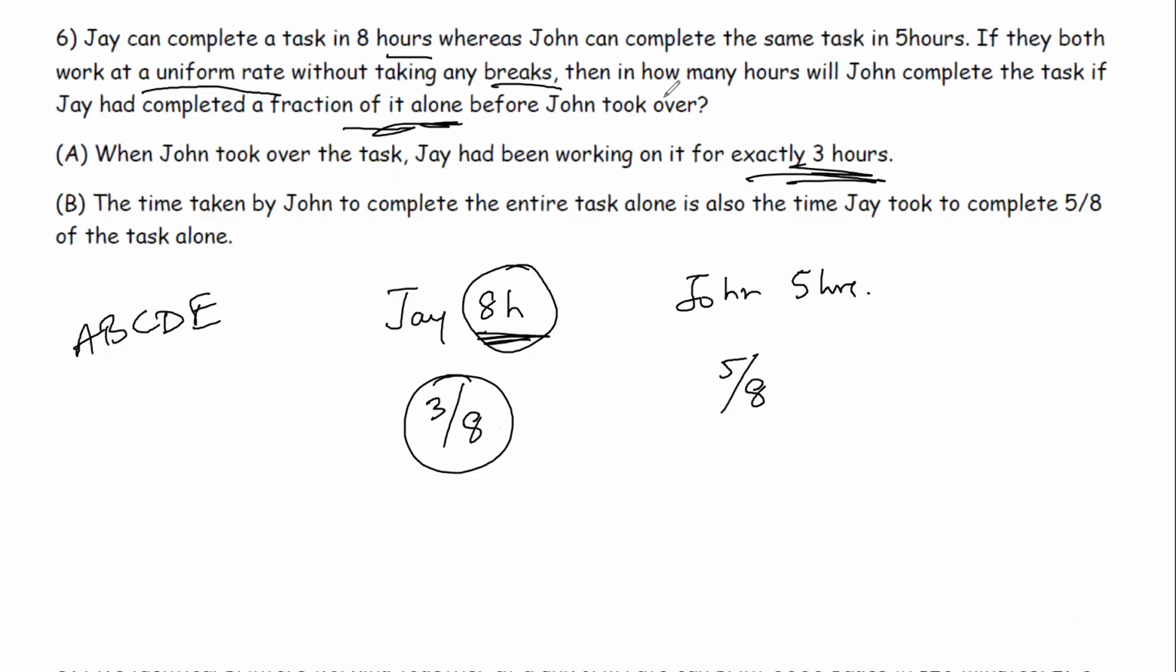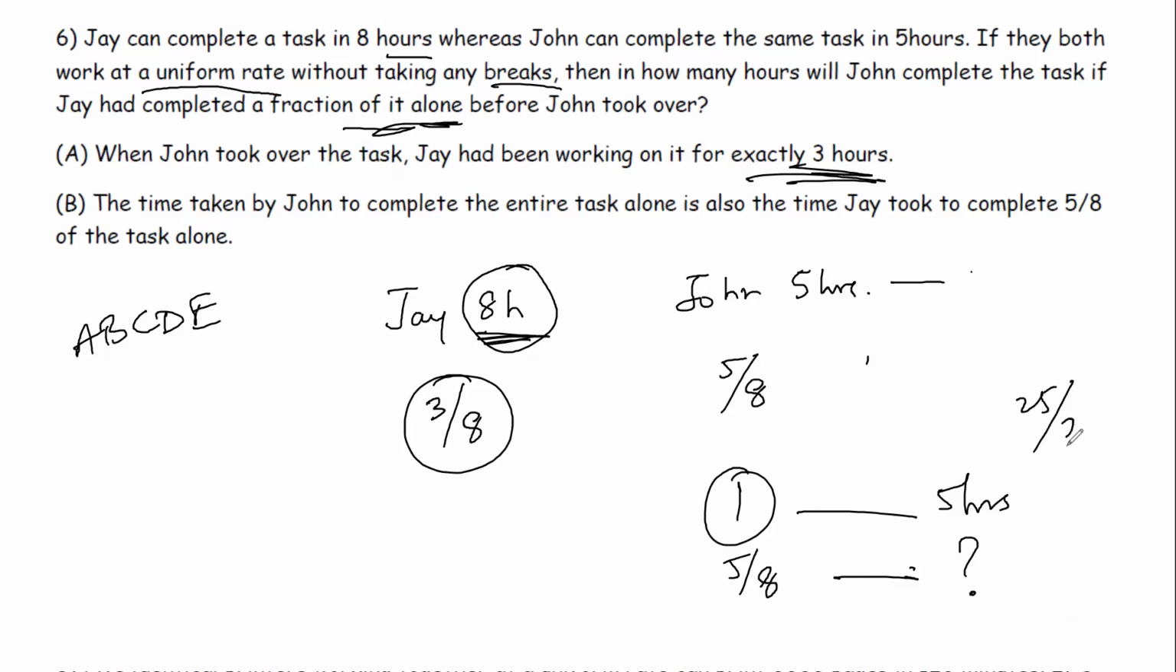So in how many hours will John complete the remaining task? The case out here is 5/8 of the task. We know that in 5 hours John can do one whole task. So 5/8 of the task, John will take how many hours? We can do the math: 25/8 hours. We get the answer basically. So A answers, B, C, and E is out. It's either D or A.